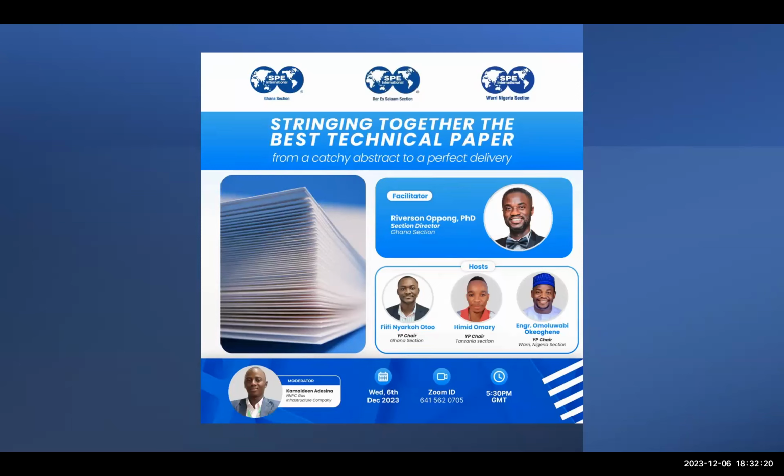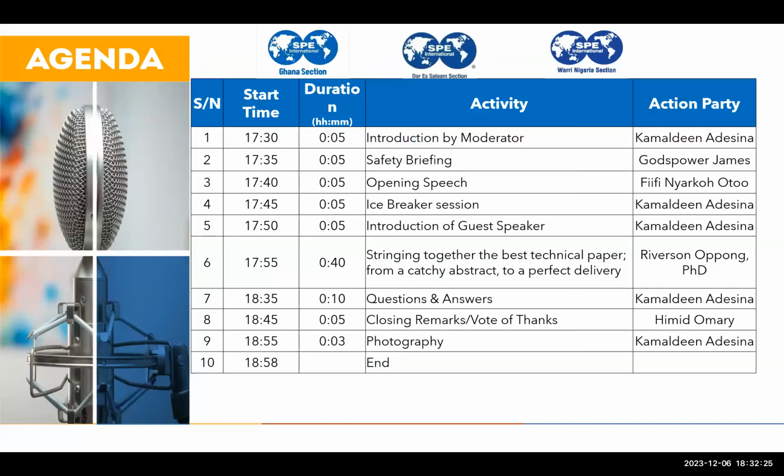So displayed on the screen is the flyer for today's event, and I'll be moving straight to the agenda for today. We'll be starting with introduction, which I have just done. Then subsequently, we'll move to safety briefing. The opening speech is going to be given by the YP chair for Ghana section, Mr. Fifi. Then we are going to have a short icebreaker session just for us to break any communication barrier, get to have an idea who the audience are, and a few other things.